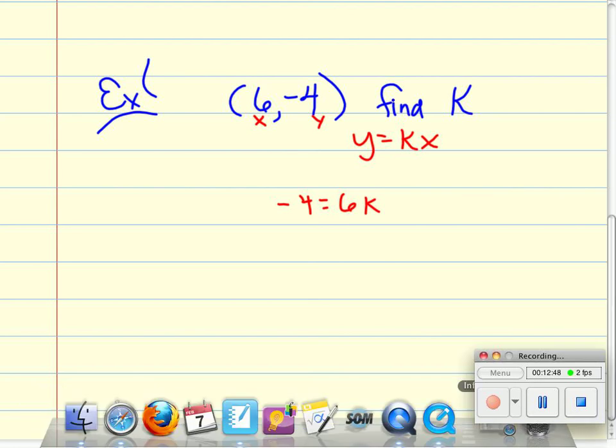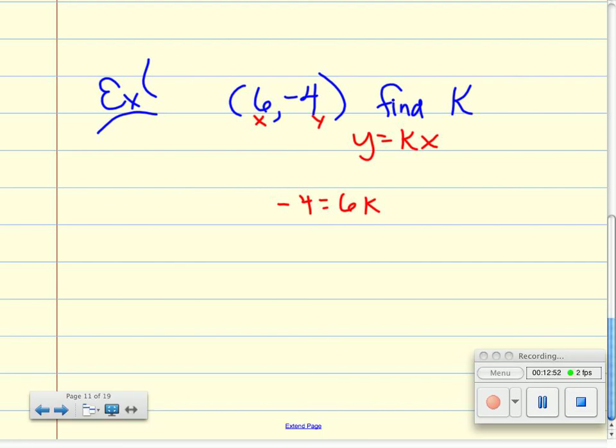Okay, the next thing I want to do is solve for my k, solve for my constant. So this is saying 6 times k. In order to move times, you divide. And I have negative 4 over 6 is equal to k. I do want to simplify this fraction. 2 goes into both of them, so that turns into 2, this turns into 3. K is actually equal to negative 2 over 3.